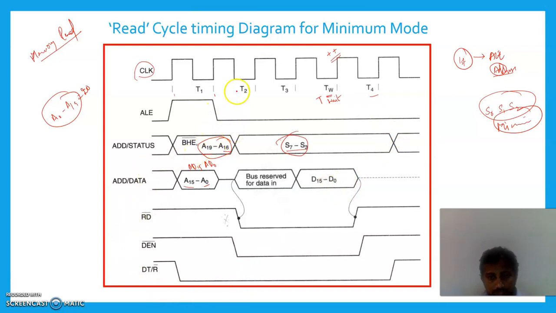Coming to this, during the first clock cycle you can see the address being sent. After this, at the half of the time period T2, the microprocessor makes the read signal go low. When it goes low, the read operation starts. When it goes low, data enable is also made active for the data bus. This is the timing diagram for the complete read cycle.